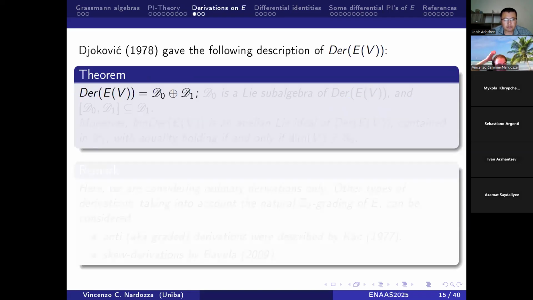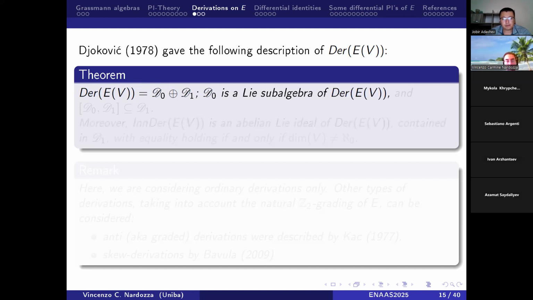Okay. So, since we have to talk about the differential identities of the Grassmann algebra, the first thing to know is which are the derivations of the Grassmann algebra. You have to know the description of the derivations of E(V). Actually, all I found in literature is a paper of Djokovic in '78, who gave the following description for the derivations of the Grassmann algebra.